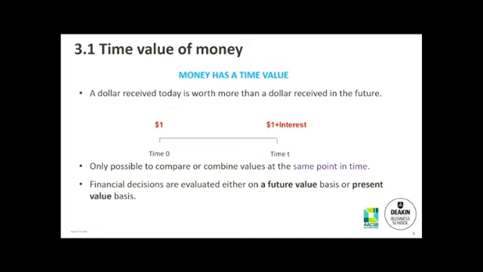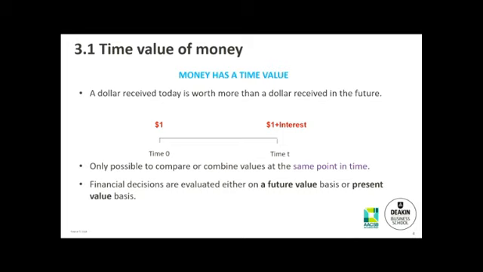The cash flows of these two projects happened at different points in time. The first cash flow happened at year 1. The second cash flow happened at year 2. Can you simply sum them together? You can't. We are only able to compare and combine values if they happened at the same point in time in finance.